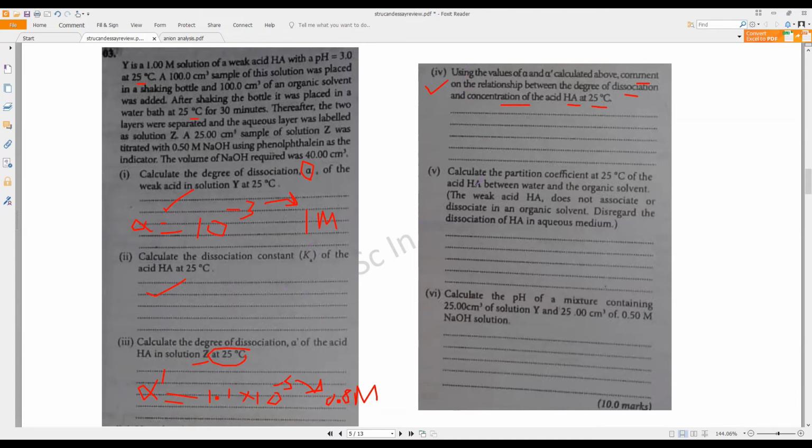Then it becomes very straightforward. Calculate the partition coefficient at 25 degrees of the HA between water and organic solvent. The weak acid HA does not dissociate in the organic solvent. So we have to use that assumption anyway. We have to disregard the dissociation of HA in the aqueous medium for this particular part. Don't forget this particular part.